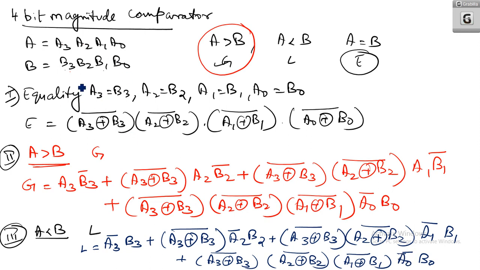Now you got the expressions for equality, greater than and less than. Hope you have understood how to get the expressions correctly. Now coming to forming a logic circuit for this one. First I will form it for equality. That is easy. So we have A3 B3. So here what do you get? XNOR. This is A3 XNOR B3.